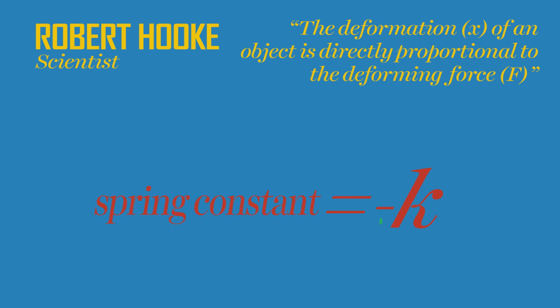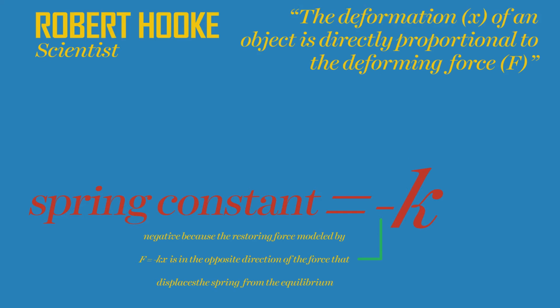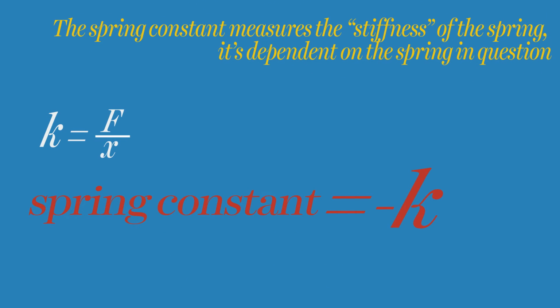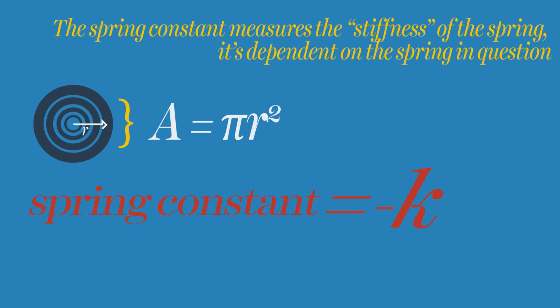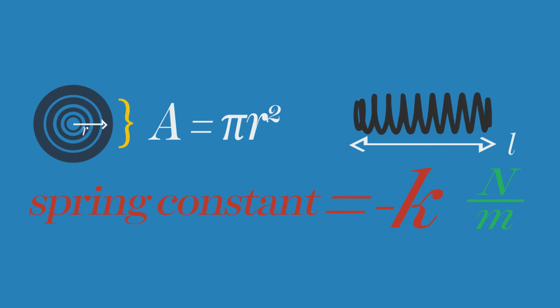Now the all-important k is the spring constant, or how stiff or springy the spring is. It's how much energy or force it takes to actually stretch or compress the spring. It's proportional to the cross-sectional area of the spring and inversely proportional to its length, and it's measured in newtons per meter.